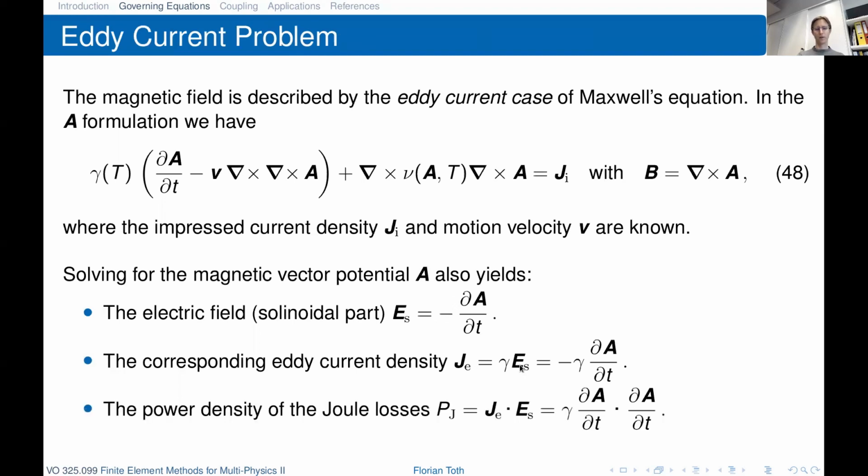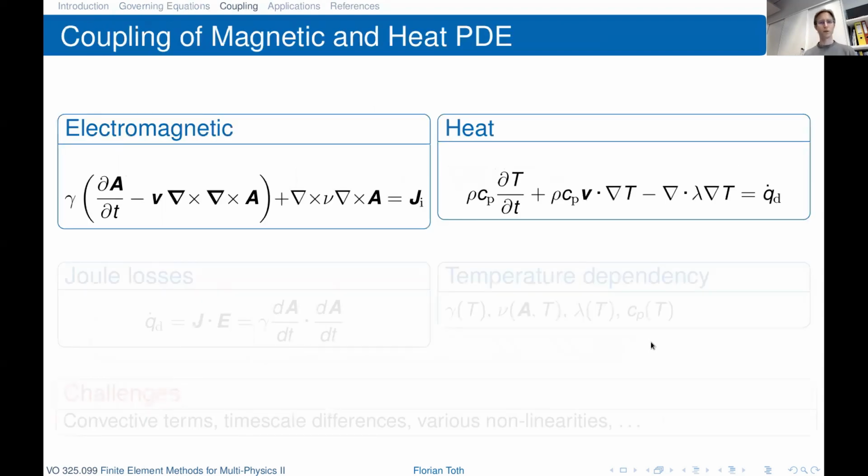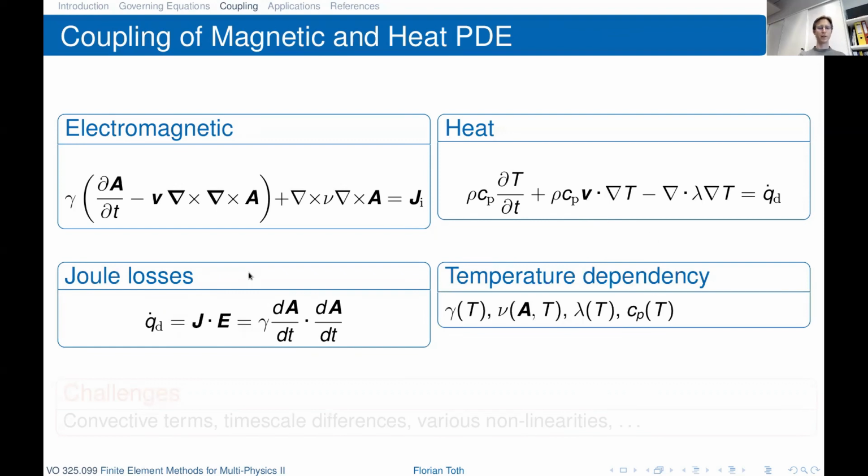And then we can build the Joule losses by the inner product of current density and electric field. And so the input for our heat conduction problem is a post-processing result of the magnetic problem. Okay, so now we actually know all the ingredients to couple our two PDEs. So I've written it down here again, the two PDEs, the electromagnetic PDE, so the eddy current case, the heat equation, including the convective term, and the coupling is done via two mechanisms.